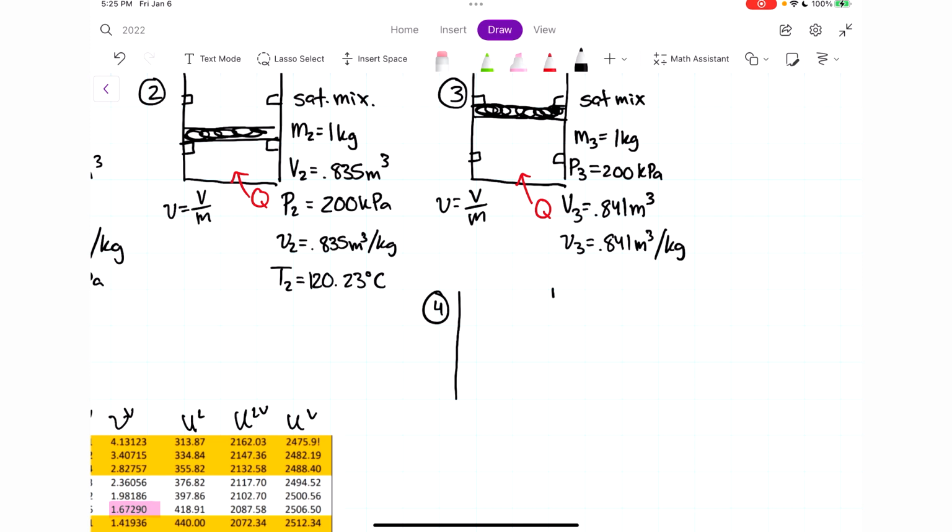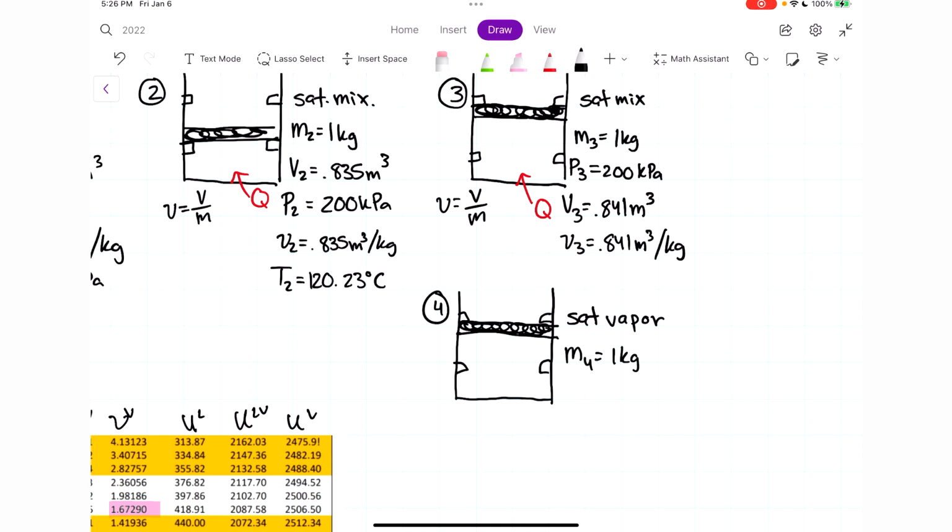So in this fourth state, it still looks exactly the same as our third state, right? Because our piston is still at the second set of stops. But it's not a saturated mixture. We know that it's going to be a saturated vapor. We know that the mass is still 1 kilogram because it's a closed system, right? Nothing's going in or out of the piston cylinder.